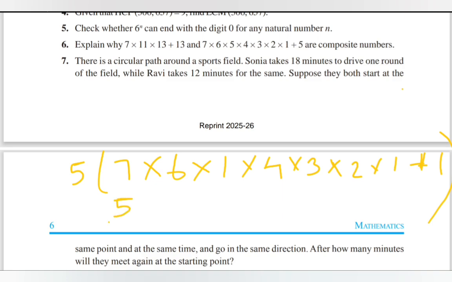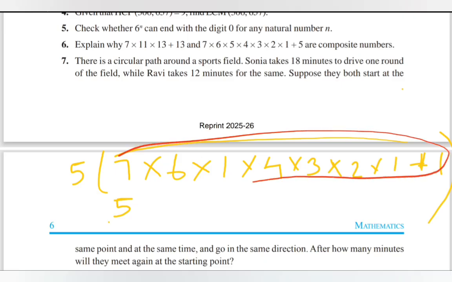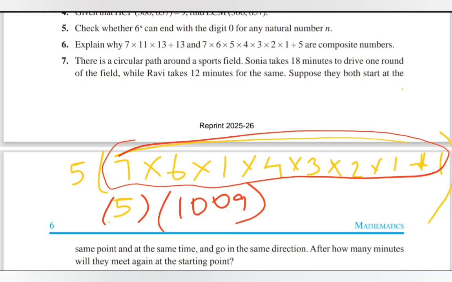So 5 into, if we multiply all these numbers and add 1, we will be getting 5 into 1009. So this is the number. If we multiply both of these numbers, we will be getting again a large number which has more than 2 prime factors in its prime factorization. So let's see what we'll be getting.